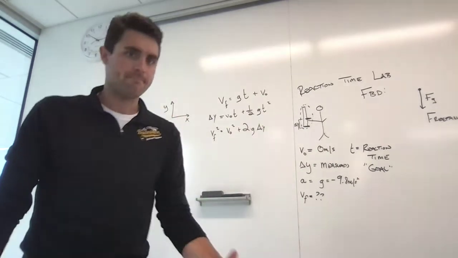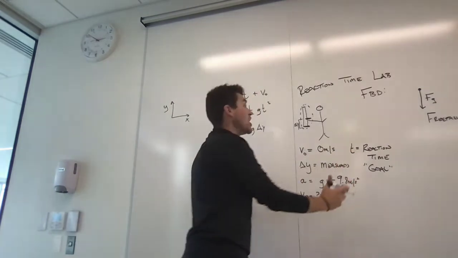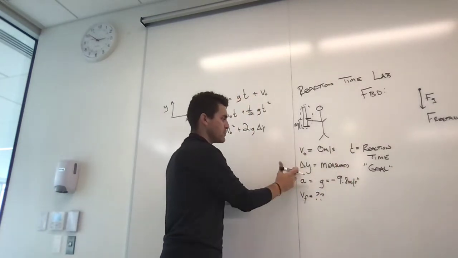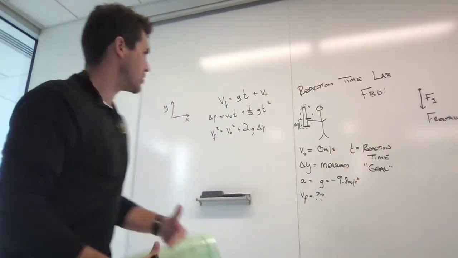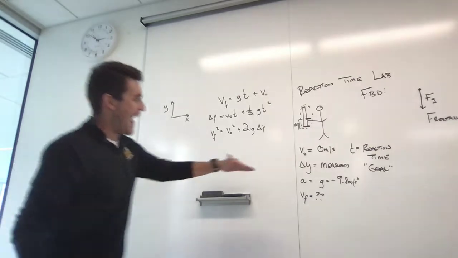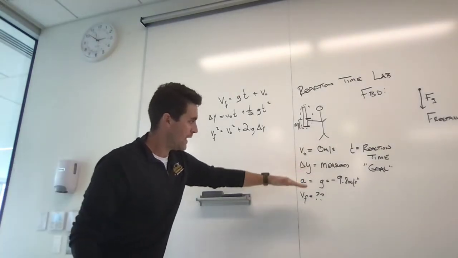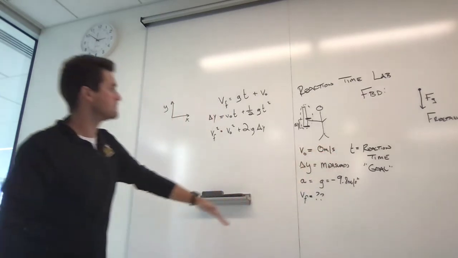So I'm going to do that. All right? Now, I need to find time. I know initial velocity, I measured displacement, and I know acceleration. If I look at these 3 equations, which of these equations has initial velocity, displacement, and gravity in it that will help me find time?